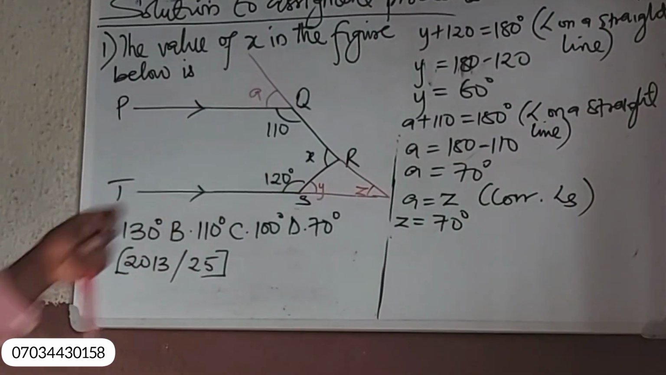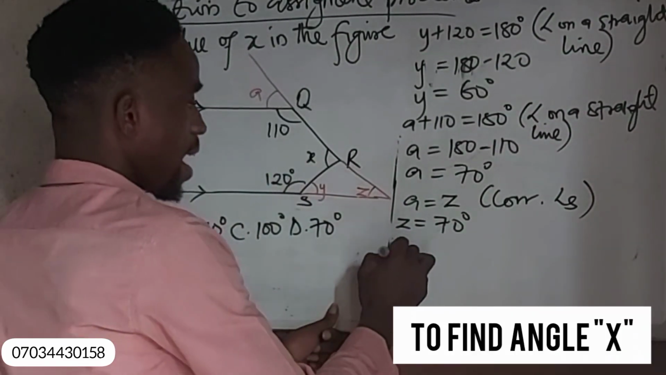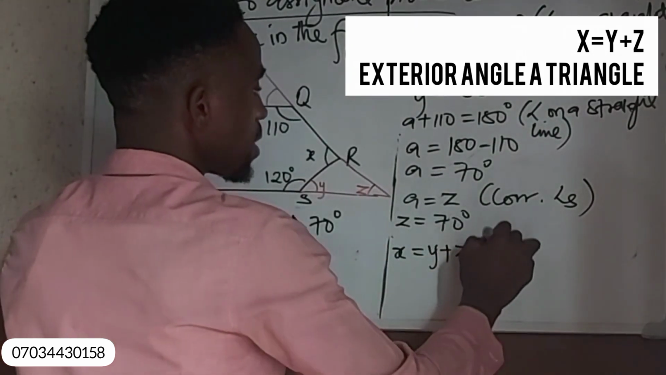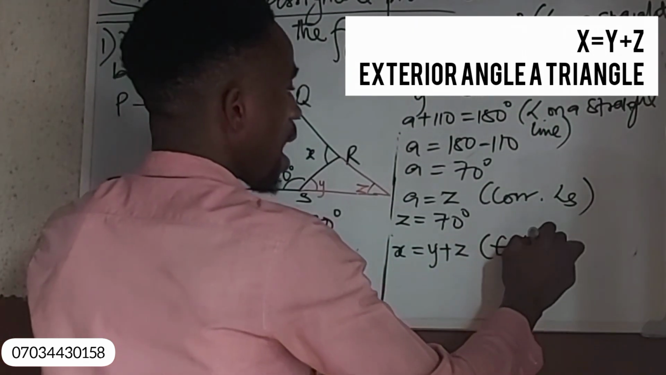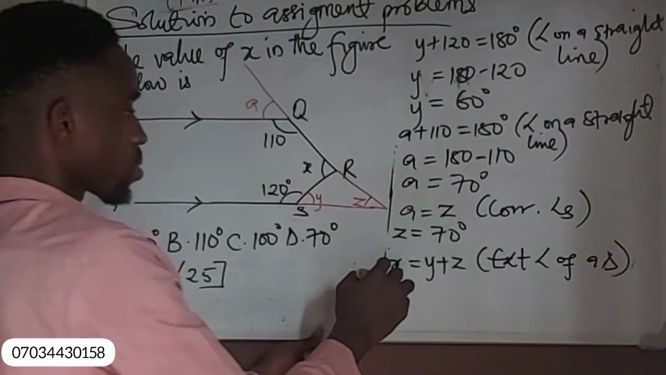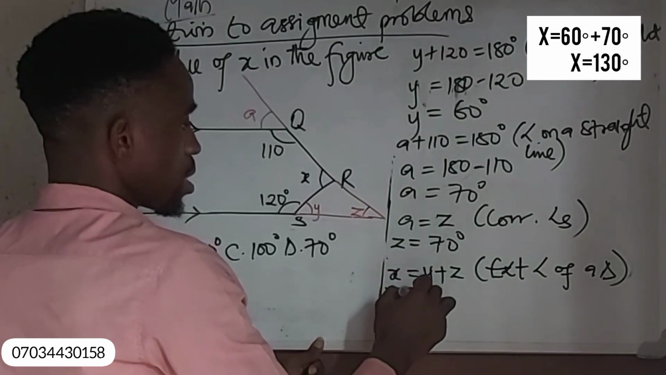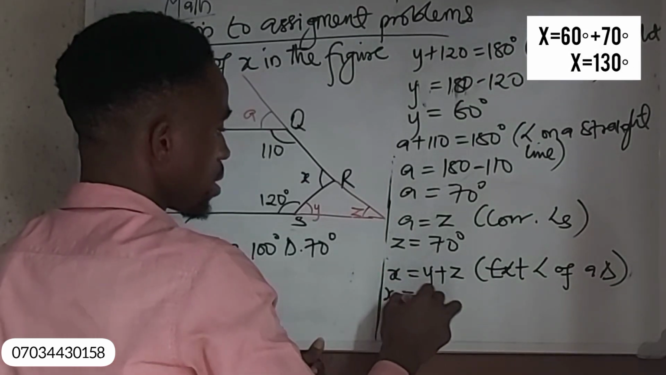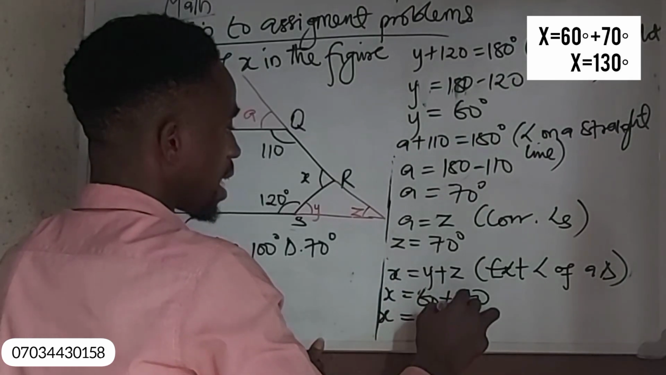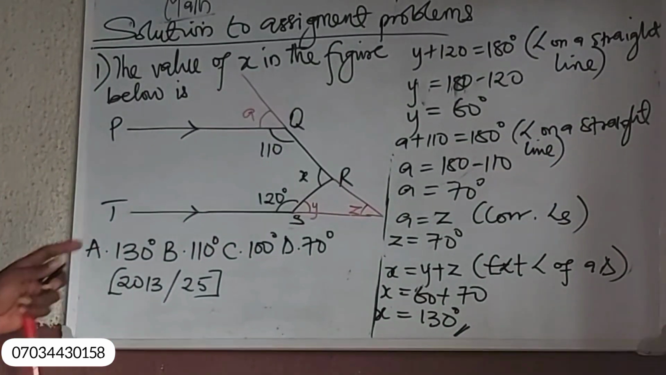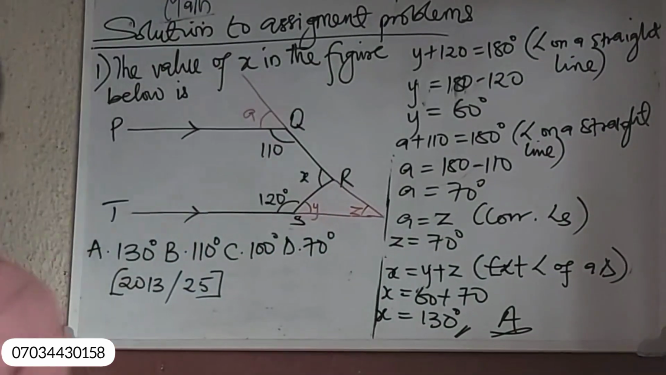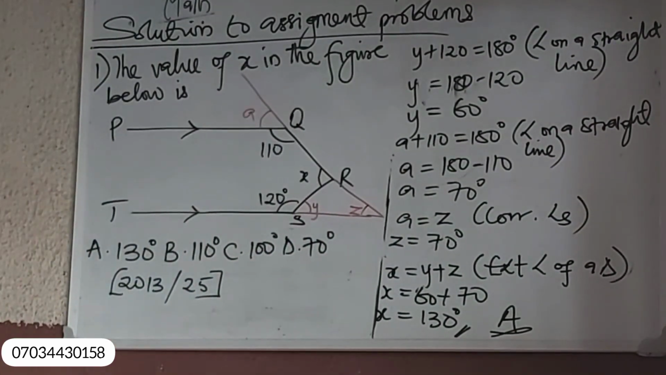Now I have to find x. I'll say that x is equal to y plus z, exterior angle of a triangle. X is the exterior angle. So x is 60 plus 70. So x is 130 degrees. That's our answer. So our answer is option A, 130 degrees. You can solve it using other methods, but this is the one I think is easier.